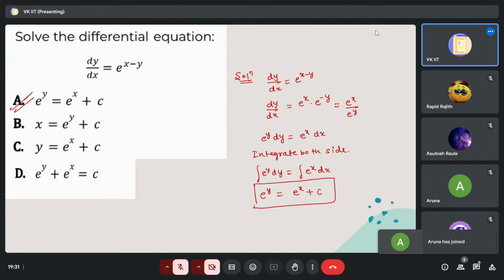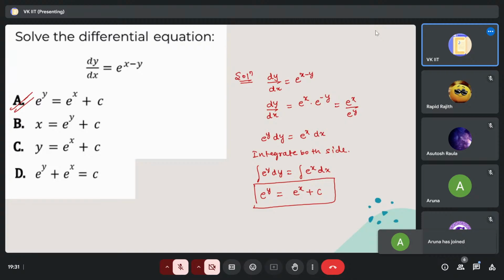Okay, this is the question. Let's go for the next one. Next question again. So this was the answer. Next question. It has been asked in JEE Main 2020.